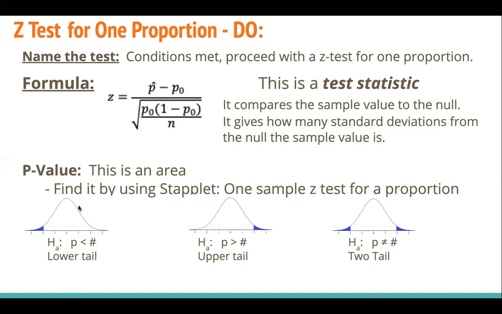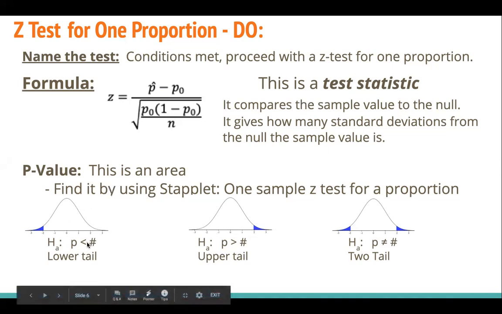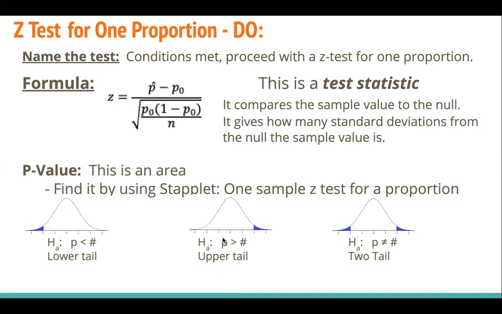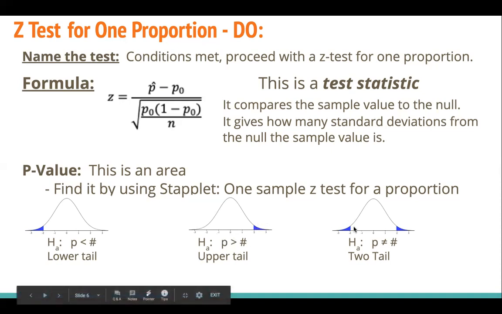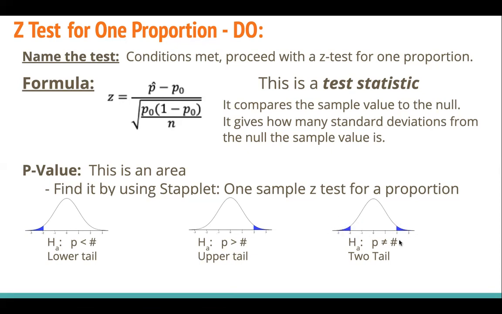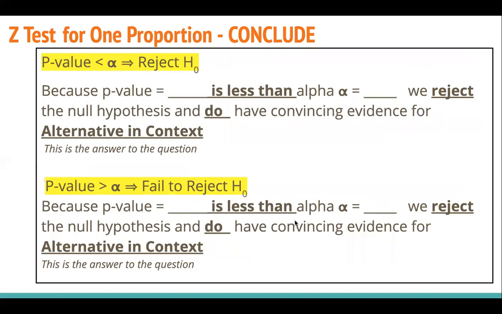Our p-value is an area. If our alternative is less than, we're going to have a lower tail area. If our alternative is that the proportion is greater than, we have an upper tail. If it's just not equal, I actually end up with two tails. And really here, I had mentioned this is a less sensitive test because the area is really twice these other formulas. And then our conclusion, we check the size.